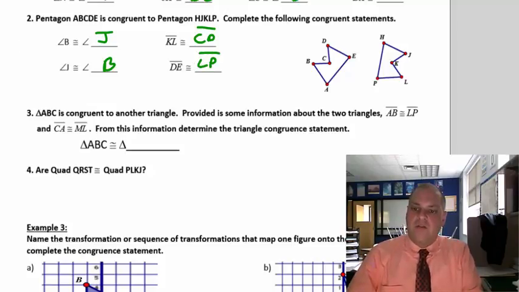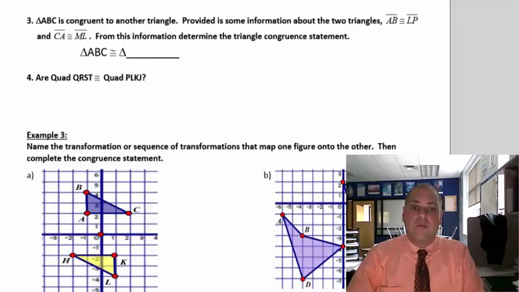You're like, wow, this is so easy. It is, but it's so important, guys. It really is. Without understanding this, we're going to be in trouble when we get to our triangle proofs.